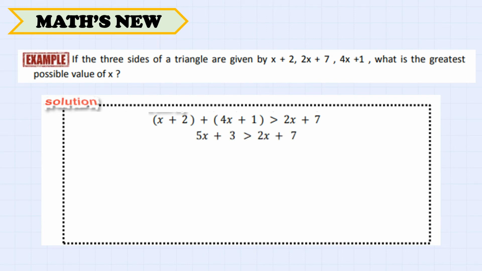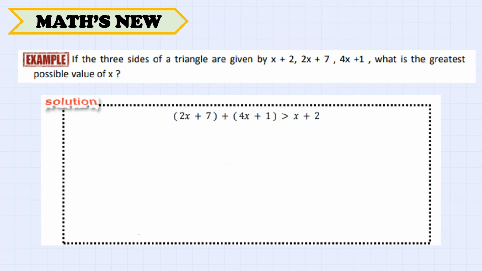Now combining like terms, 5x plus 3 should be greater than 2x plus 7. Then 5x minus 2x should be greater than 7 minus 3. 5x minus 2x is 3x, and 7 minus 3 is 4. Then let us divide both sides of the inequality by 3 to get the value of x. Therefore, the value of x is greater than 4 over 3.